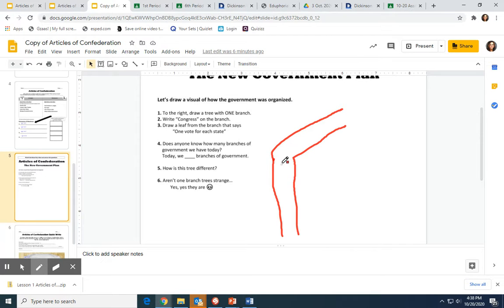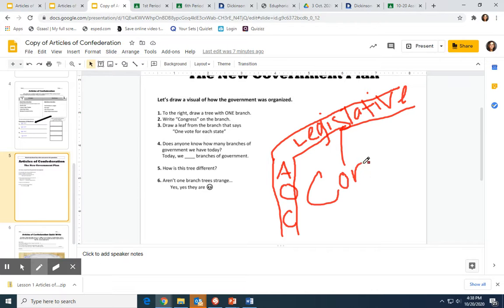and first off, our first ever government, what you have to remember is it's called the Articles of Confederation. We had a one-branch government, and it was called the legislative branch. We still have that branch today, but guess what? We have 2 other ones to go with it. This one branch, let me make my branch longer, had 1 leaf on it. It was called Congress. We still have that today also, but we've changed a few things.